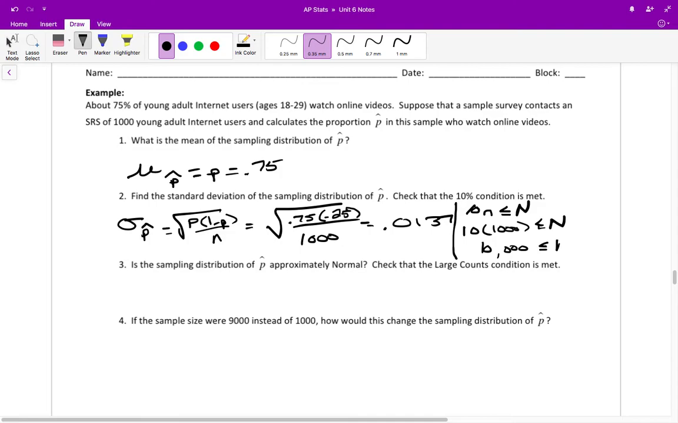And what we need to think about is, is our population going to be greater than or equal to 10,000? In other words, are there more than 10,000 people who are age 18 to 29? And I hope you would agree that there are. There are a lot more than 10,000 people between the ages of 18 and 29, so it looks like our 10% condition is met.